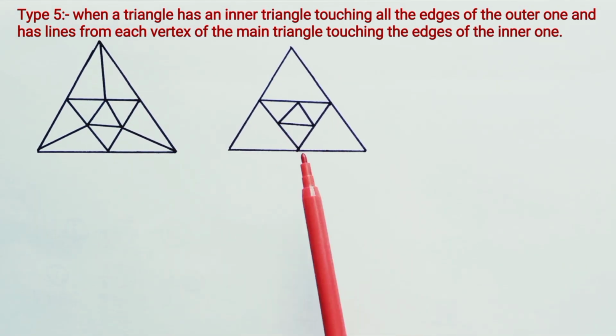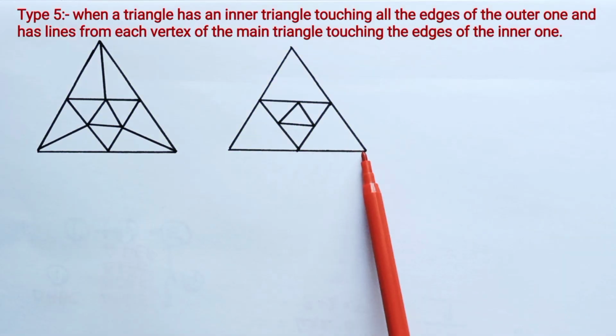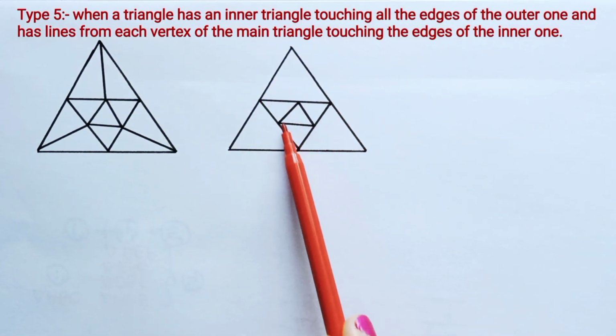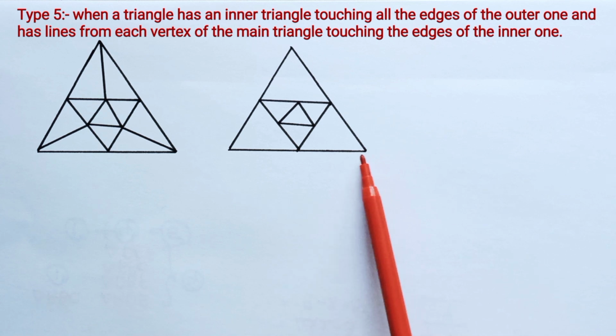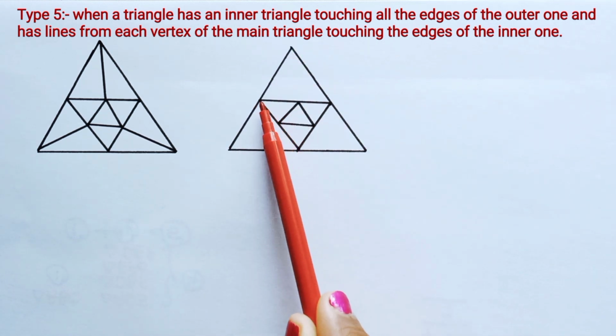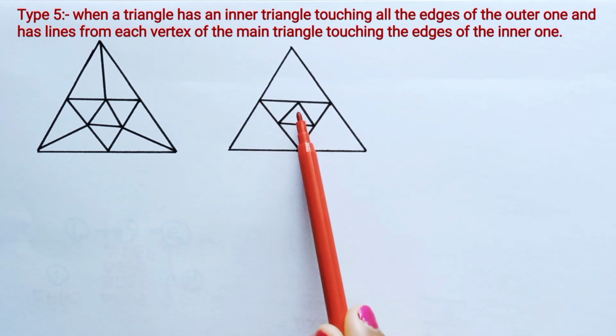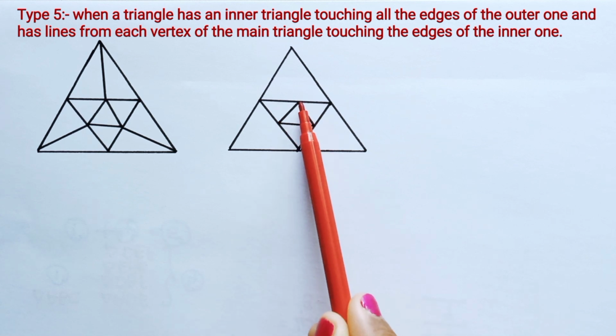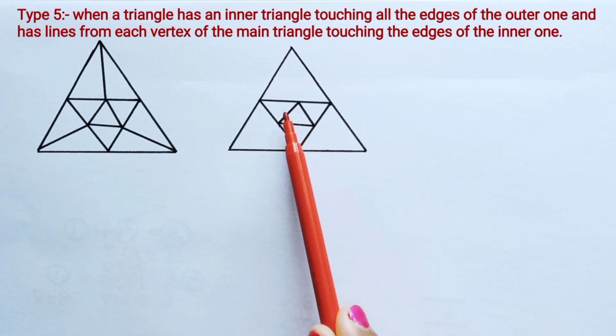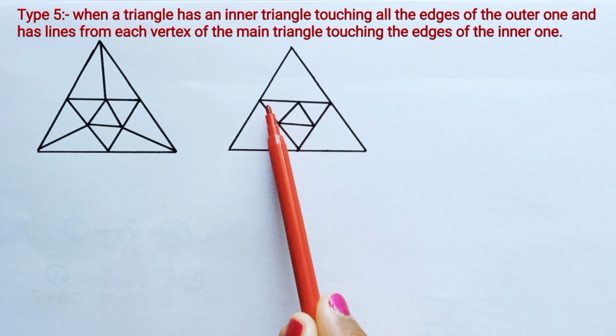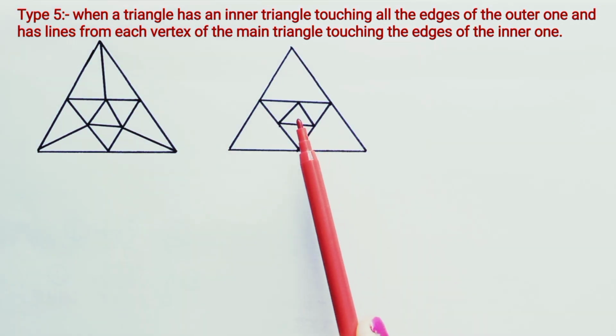Then we can see the picture like this. Now this would be similar to the previous question we discussed. An outer triangle has an inner triangle, and this triangle is touching all the edges of the outer triangle. And this inner triangle also has one more triangle inside of it, touching all the edges of the inner triangle. So in this case, how many triangles are there?